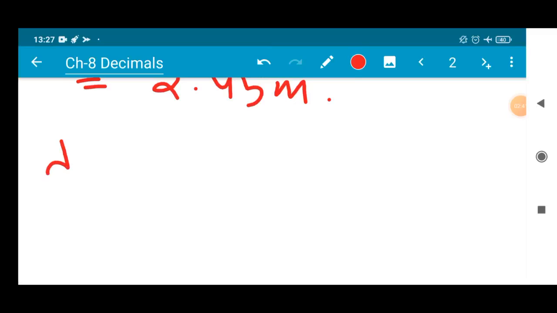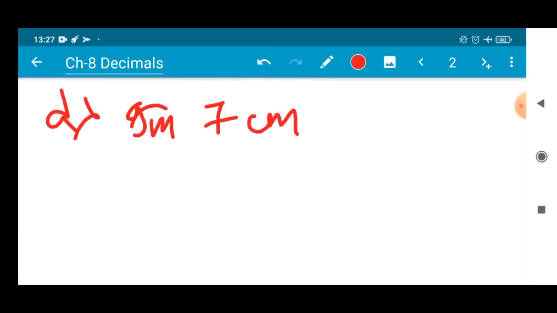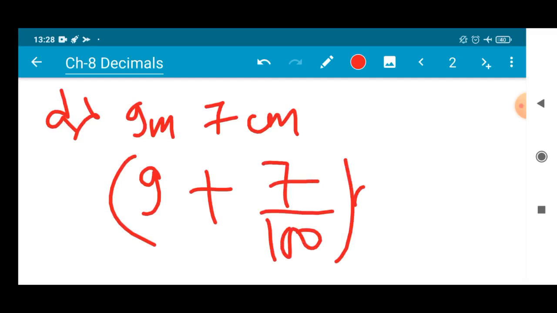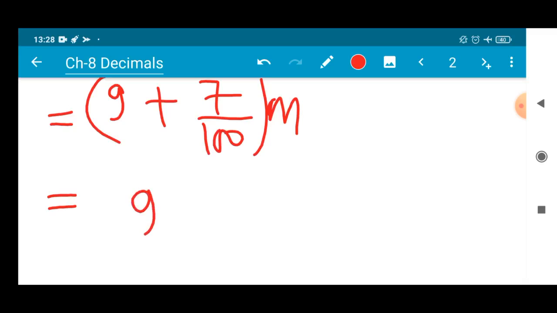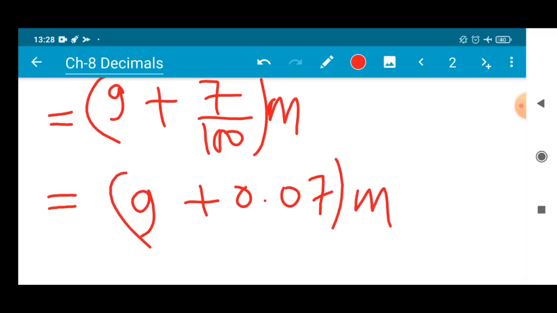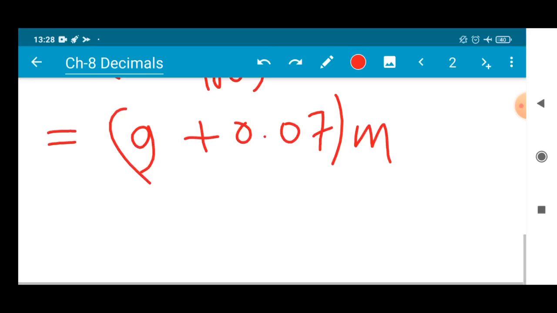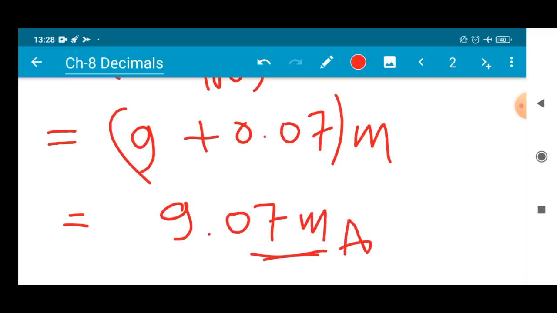Let's do number D, 9 meter 7 centimeter. So again, 9 is already in meter. Now 7 centimeters should be converted into meter. In order to do that, let me not write meter at the back of 9. Directly I'll write it after the bracket, which will indicate both the values are in meter. So now if I divide this, I'll be getting 9 plus 0.07 whole meter, because 7 by 100 means it is 0.07. Now if I add this, I'll be getting 9.07 meter. Isn't it simple? Very easy.